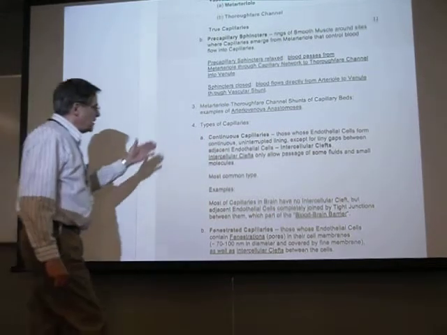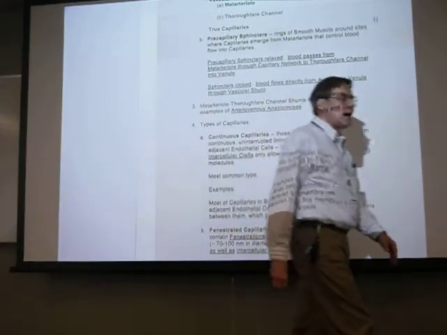And notice that the continuous capillary is the most common type of capillary that we see in the human body. So when we talk about capillaries, most of them are these continuous capillaries. So where do we find them? Very common in the skin. And what part of the skin? The dermis. Because remember the epidermis? That's epithelium. Typically, epithelium has no blood vessels. Okay, so it's in the dermis of the skin.